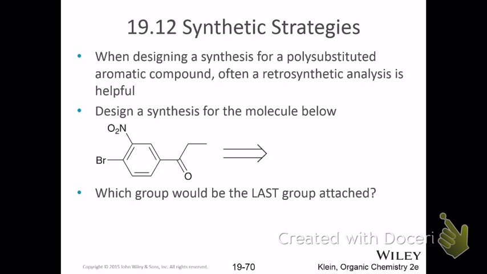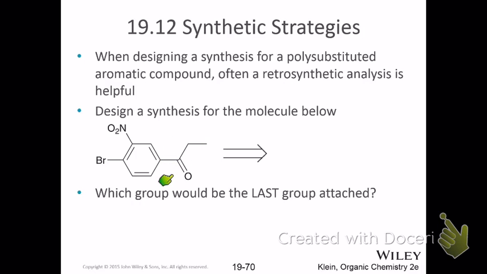You still have to go through the trouble, though, of saying, could this have been the last one added, right? And you're going to have to work that branch out. That one has some problems with it. But this one is meta to this and para to that, right? So it is possible that you could have added this one last, except, how do you put that on there? What's the reaction? How do you get this group on there?